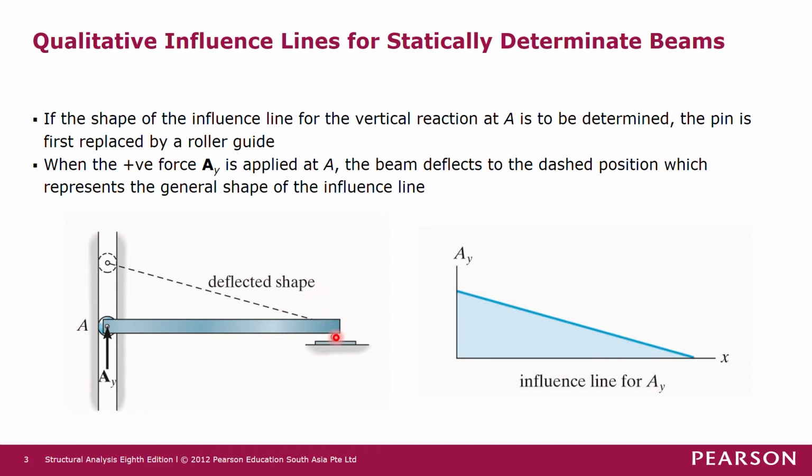So this is a roller support, so it can only rotate, it cannot displace in the vertical direction. What this force is doing is that you push this bar here upward, and then the deflected shape is indicated by this dashed line here, and this gives you the general shape of the influence line for AY, which we have seen in the previous example. Right, so this is for support reactions.